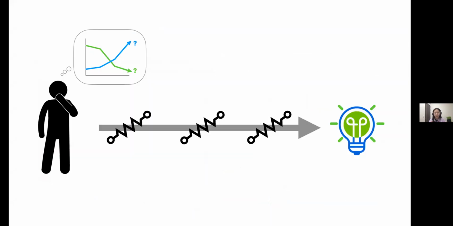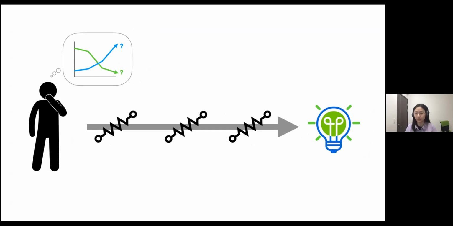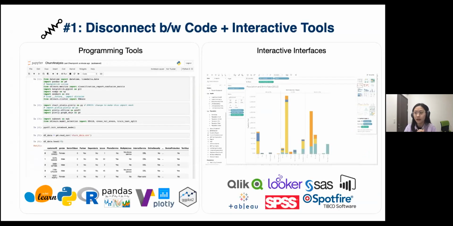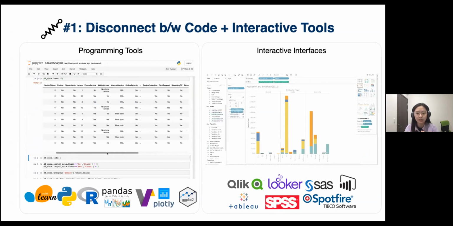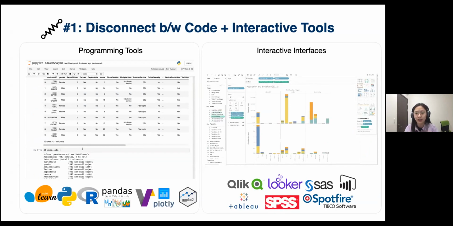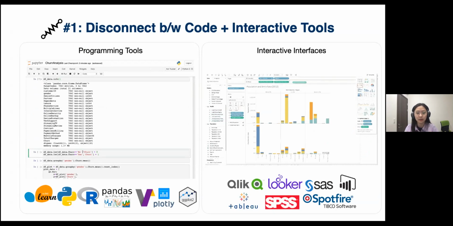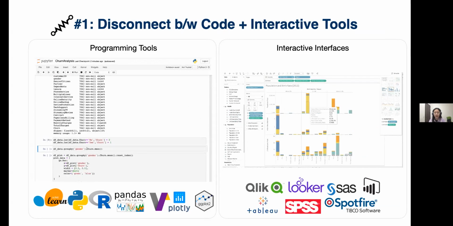However, even with the advent of these incredibly powerful tools, there are still challenges that hinder the flow of data exploration when we go from a question in our heads to discovering meaningful insights from our data. In particular, we identify 3 resistors that are common to this data exploration process. First, while programming tools are extremely flexible and allow users to perform a diverse set of tasks, they're usually inaccessible to analysts without coding expertise.